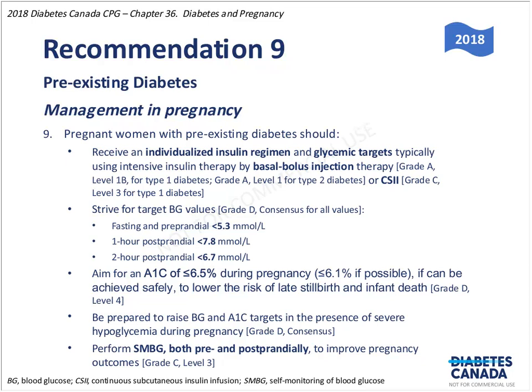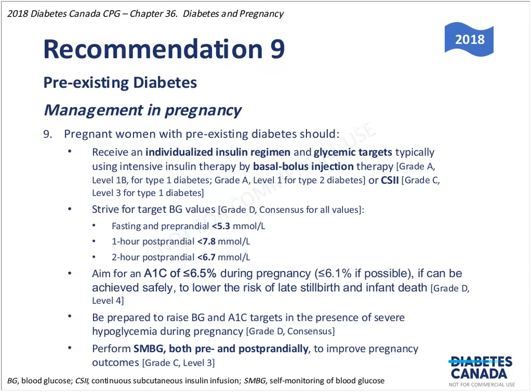The targets are strict, and they remain unchanged at fasting and preprandial less than 5.3 pre-meal. If you're doing 1 hour postprandial sugars, less than 7.8 at 1 hour, less than 6.7 at 2 hour, that's unchanged. A1C less than 6.5% at conception if possible, and less than 6% by the 3rd trimester. If hypoglycemia is limiting, then you'll have to relax those targets.